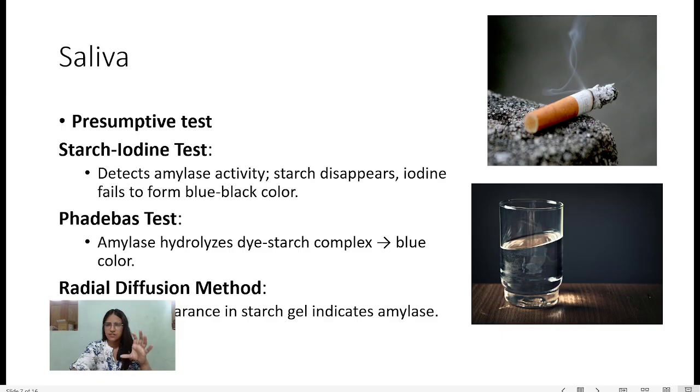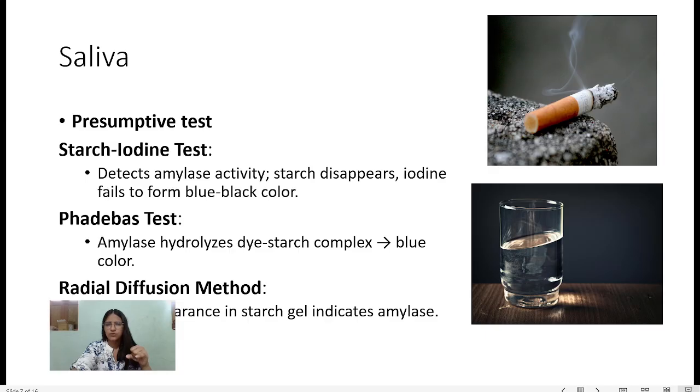The principle of this test is saliva contains alpha amylase enzyme which breaks down starch. So normally this starch and the iodine gives blue-black color, right? But if amylase is present in saliva, starch is actually digested by the enzyme. Enzyme means amylase. So iodine cannot form any color. So this principle is actually very easy.